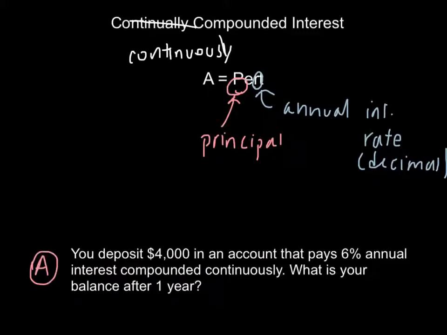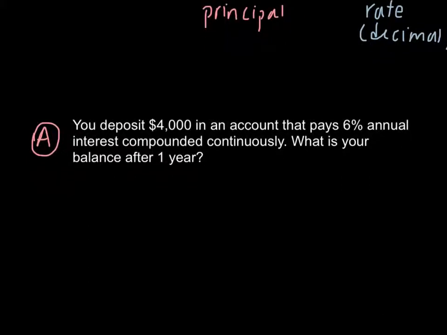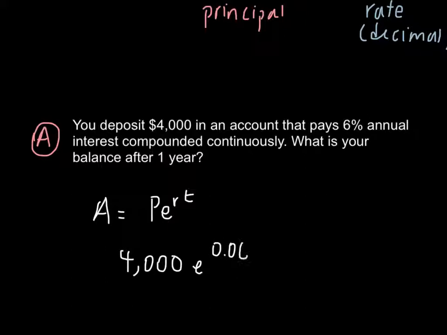So we have a problem. You deposit $4,000 in an account that pays 6% annual interest, compounded continuously. What is your balance after 1 year? So we're going to plug these values into our formula. I'll copy down the formula below. A equals P times e raised to the rt. So for our principal, let's plug in 4,000 times e raised to the 0.06 times 1 year.